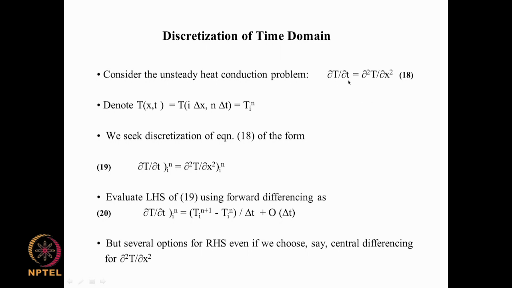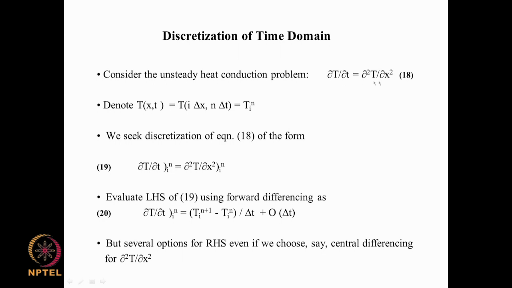So let us consider the unsteady heat conduction problem given by equation 18 here, that is dou T by dou t, where capital T is the temperature, equal to alpha, which is the diffusivity, which is taken as 1 in this particular case, times dou square T by dou x square. So it is a one dimensional unsteady heat conduction problem with a thermal diffusivity equal to 1.